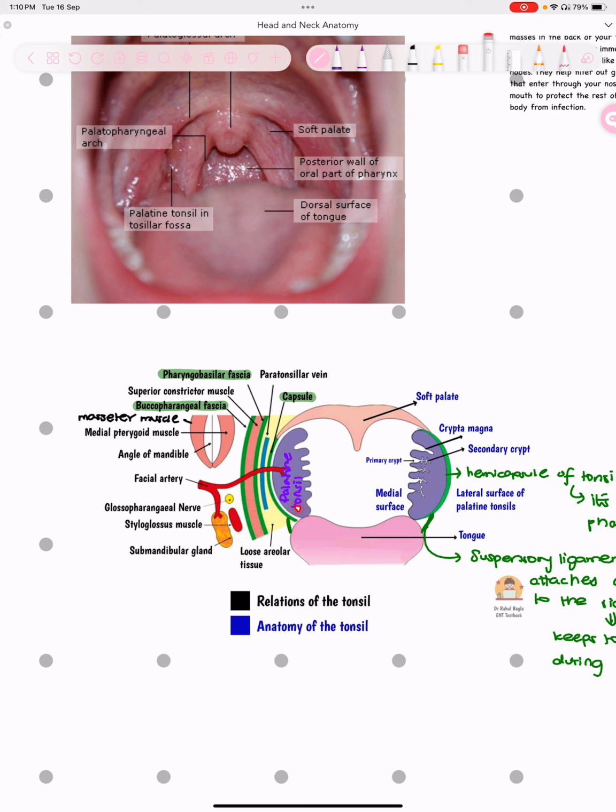So from the lower part of the deep surface of the tonsil, they leave and they drain into the palatine vein. This is also known as external palatine vein or paratonsillar vein, or the facial vein or the pharyngeal vein. So these are the three veins.